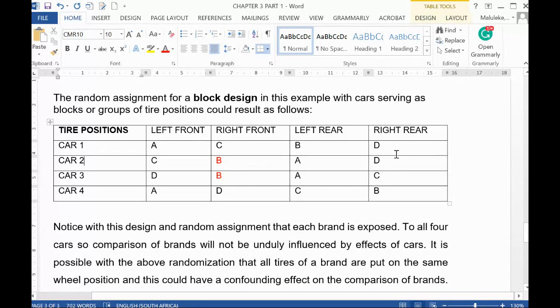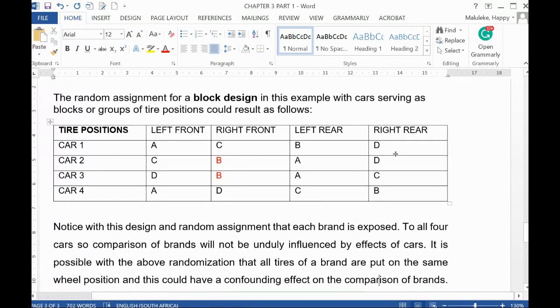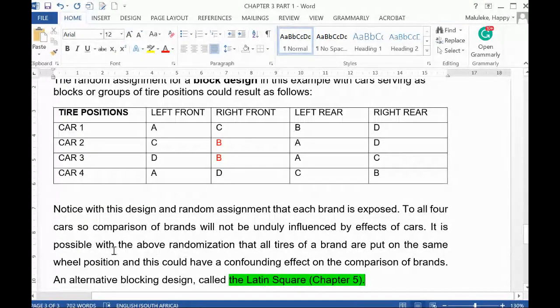That is why I said there are other methods that can be used too. So I indicated that, notice with this design and random assignment, each brand is exposed to all the cars, so comparison of brand will not be influenced by the effect of the cars. It is possible with the above randomization that all tires of the brand are put on the same wheel position. You see, like this one, B and B.